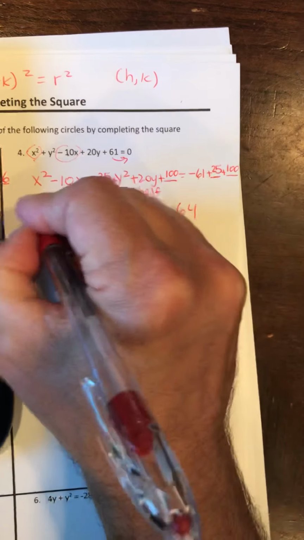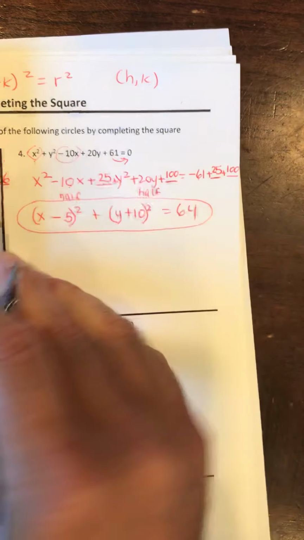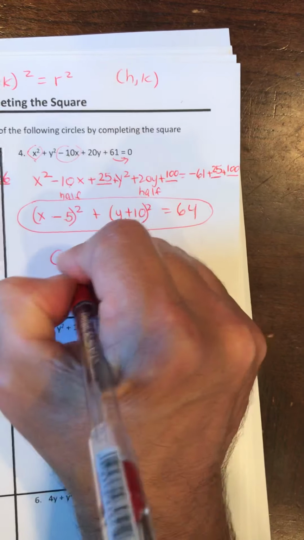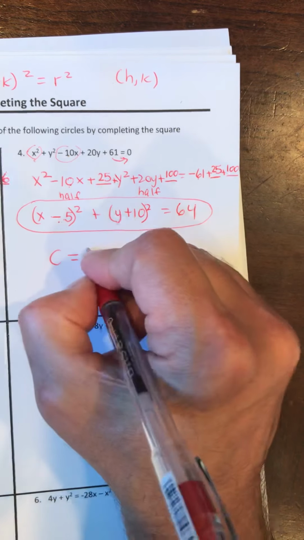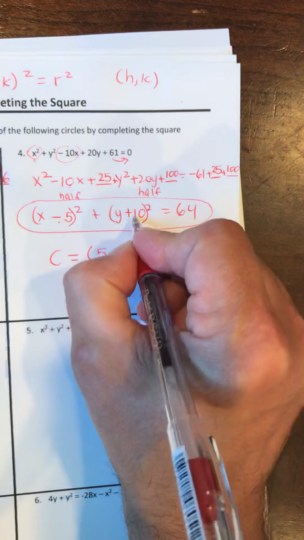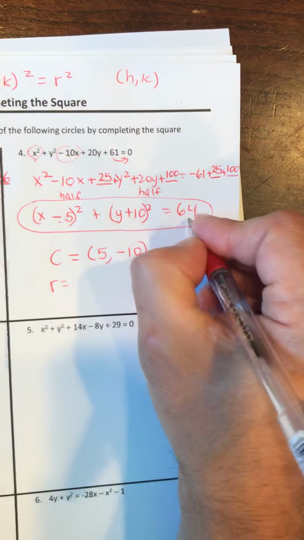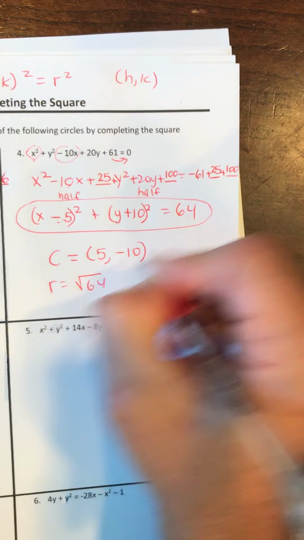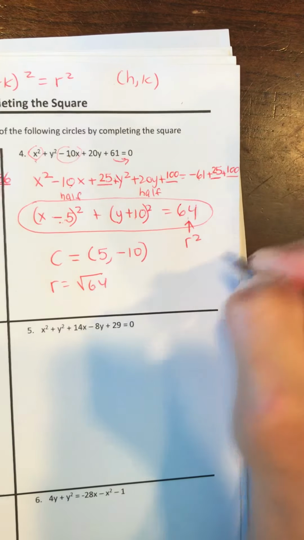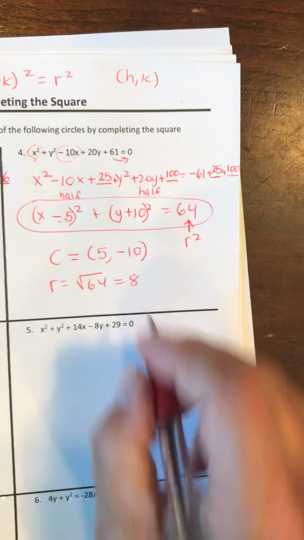All right, so here's my equation in vertex form. Remember, my center is the opposite signs of these. So the center is positive 5, negative 10. And your radius is the square root of 64, because remember, this is r squared. So our radius is 8.